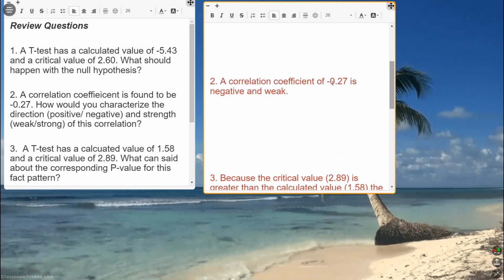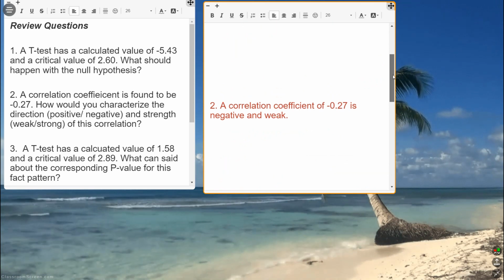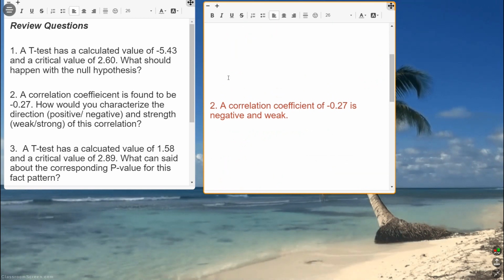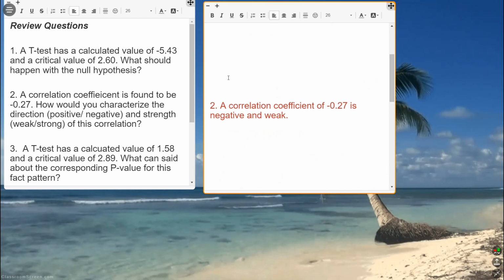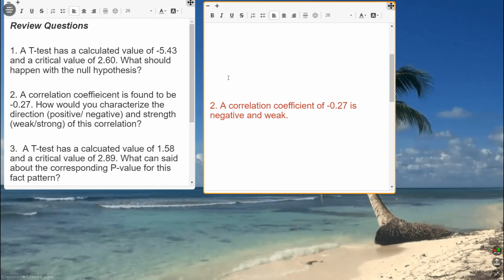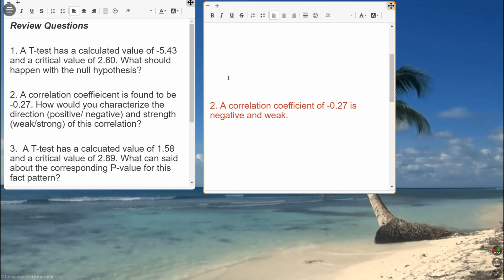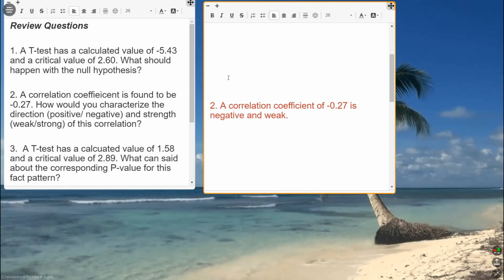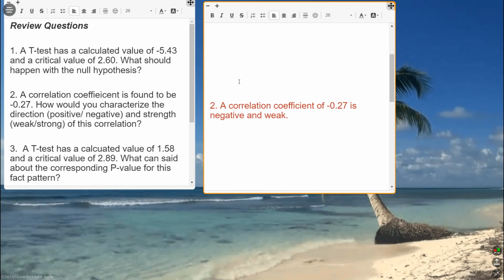Let's take a look at number 2. Number 2, a correlation coefficient is found to be negative 0.27. How would you characterize the direction, positive or negative, and strength, weak or strong, of this correlation?